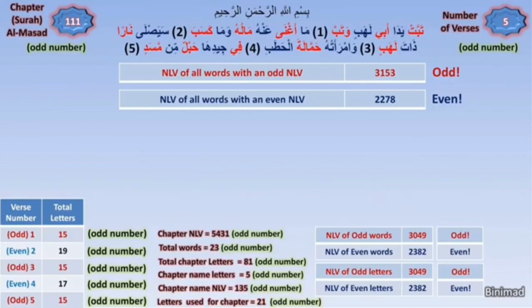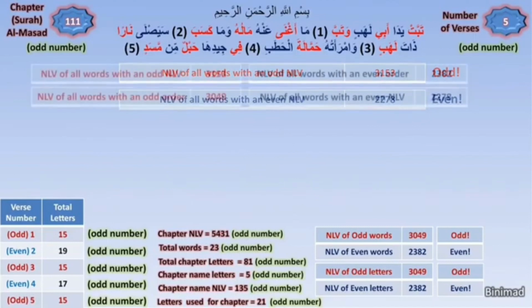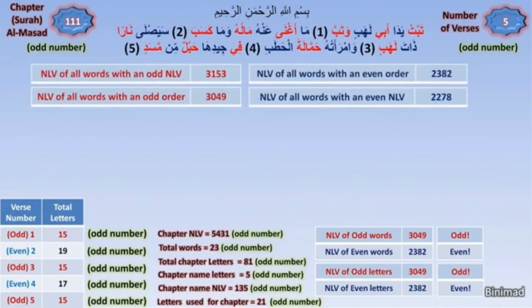Yet, this does not end here. So, is there a relationship here which we should examine? We realize that when we take 3,153, i.e. the total for all words with odd numerical letter values, and subtract 3,049, i.e. the numerical value of all odd words, we get 104.